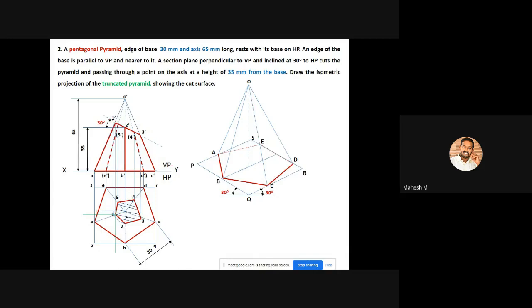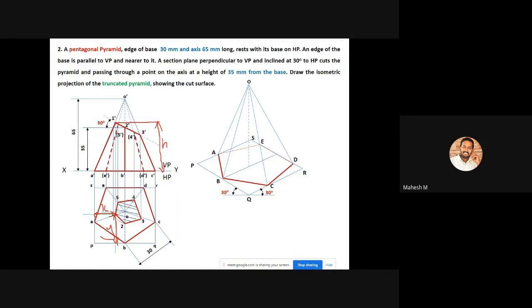Is it clear? So try to mark the 3 dimensions. One is x and second one is y. So this one is x and this one is y, and you can measure the height from our front view. So 2 dimensions are available in the top view and 1 dimension is available in our front view. So x, y and z. You don't have to mark this, it is for your reference.